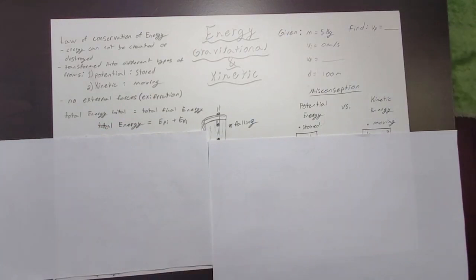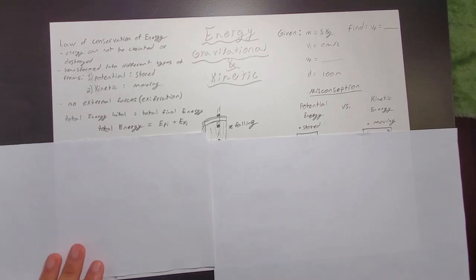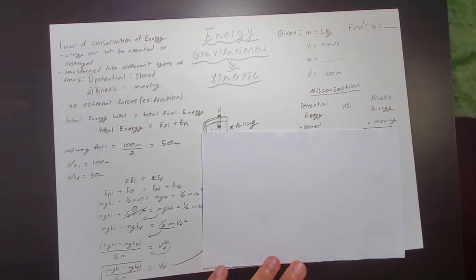So let's see what we're given in this question. We are given the mass of the ball, the initial velocity, and the total height. What we need to find is the final velocity. Alright, so let's jump into this.